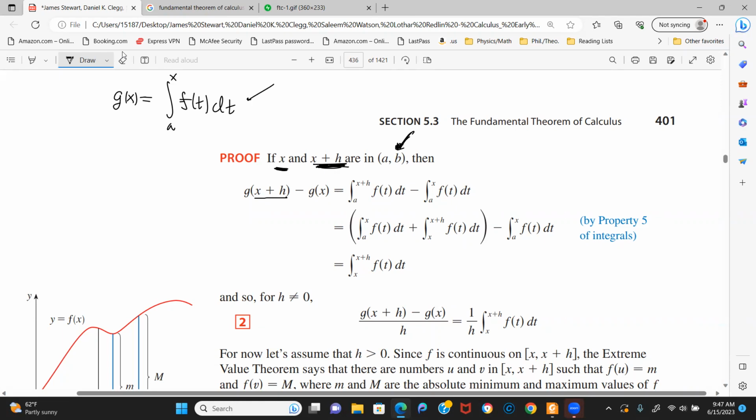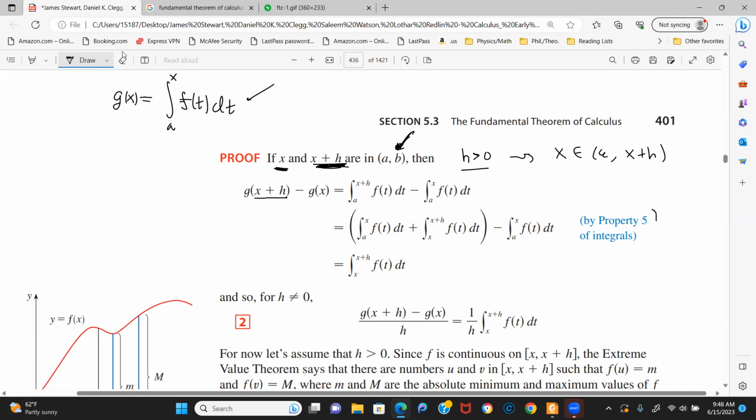All right, so this is actually kind of annoying what they're doing here. We're going to assume that h is positive. The reason is that if h is positive, then x is going to be between a and x plus h. All right, so x is between a and x plus h.